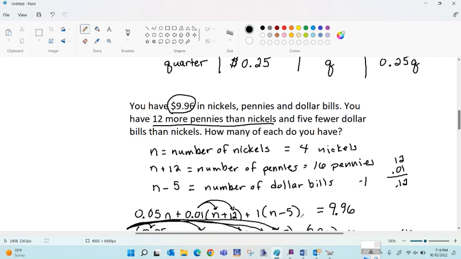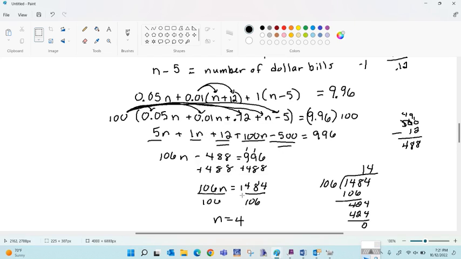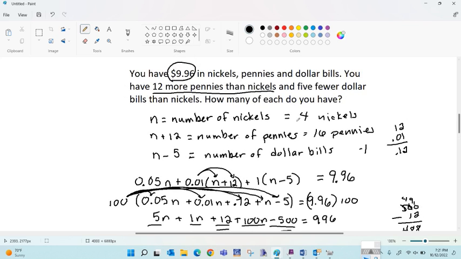So somewhere I have made a mistake. Okay, here's where one of you points out that we don't have 4, we have 14 when we did this work. So there are 14 nickels. This makes more sense. 14 nickels. 14 plus 12 is 26 pennies. And 14 minus 5 gives you $9 bills.